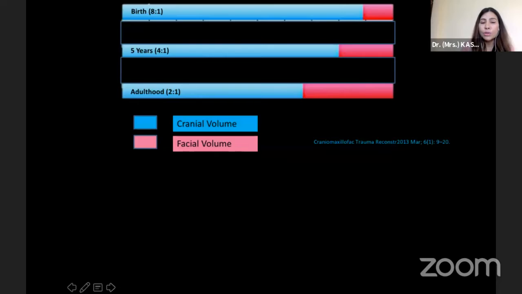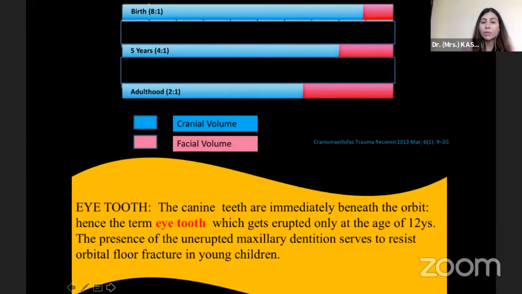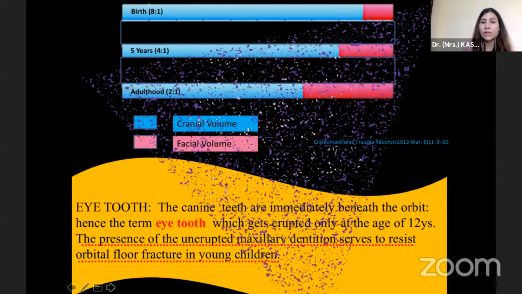If we look at this data, the cranial volume to the facial volume at birth is 8:1. As the child grows, the cranium becomes smaller and the face becomes larger. So by 5 years, it is 4:1, and by adulthood, it is 2:1. There's a very nice concept of the eye tooth, which is the canine tooth, which usually erupts only at the age of 12 years. This is also considered a factor which resists orbital floor fracture, which is usually not seen in young children.